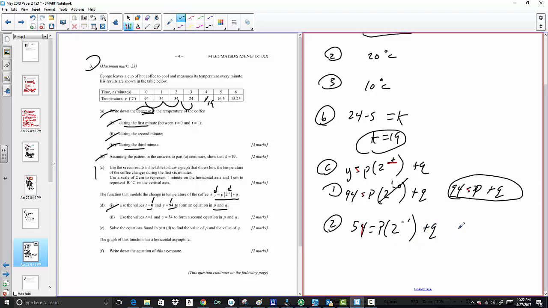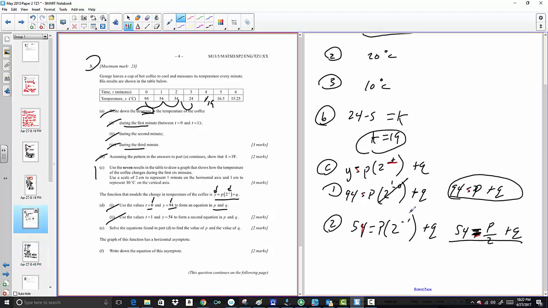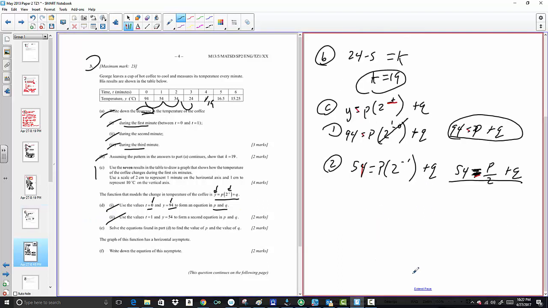Another way you can write this is 54 equals p over 2 plus q. So that's your second equation right here. So that's that one. Okay, now it says solve the equations you found in p and q. So you have a system here. You have one equation and another equation.